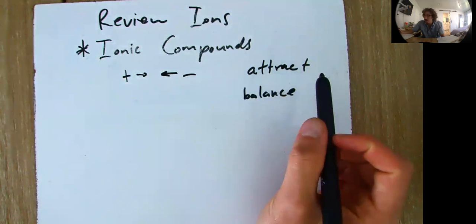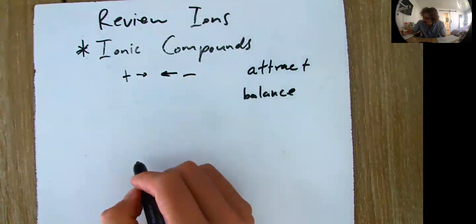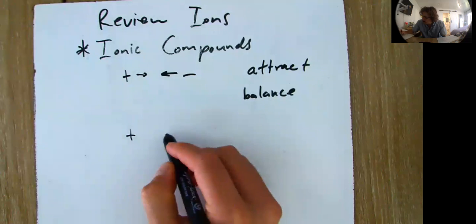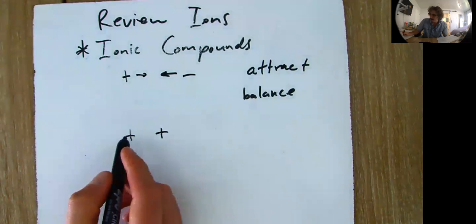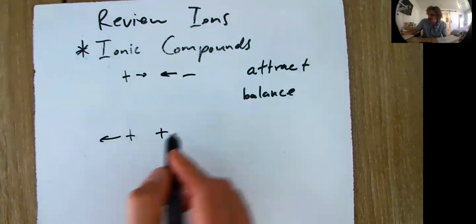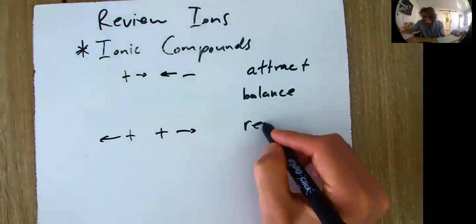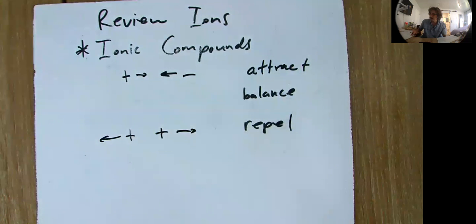The other thing that we could run into is if there's a positive ion next to another positive ion, what will they do? Well, they'll repel. That's called repelling. They'll repel away from each other.